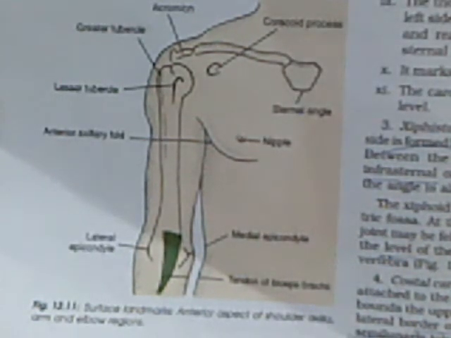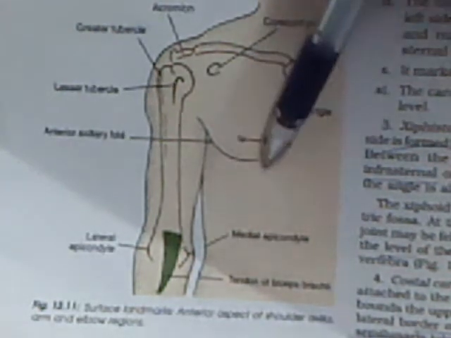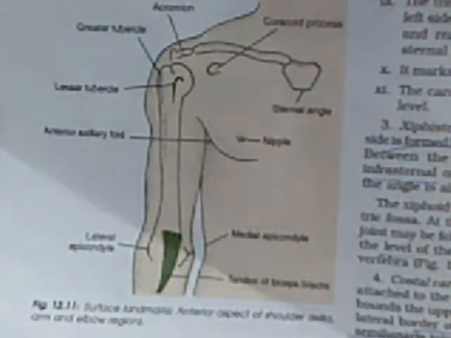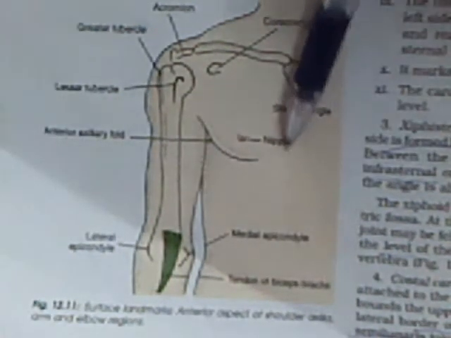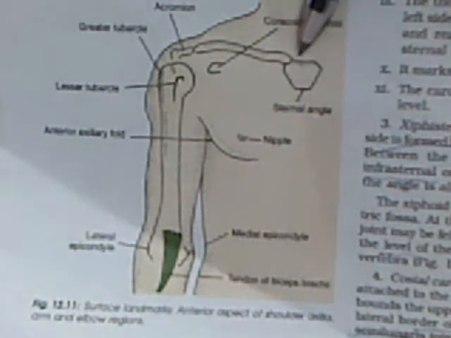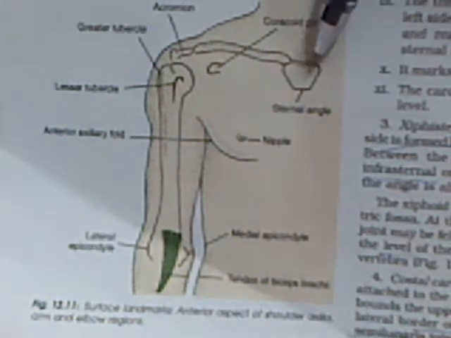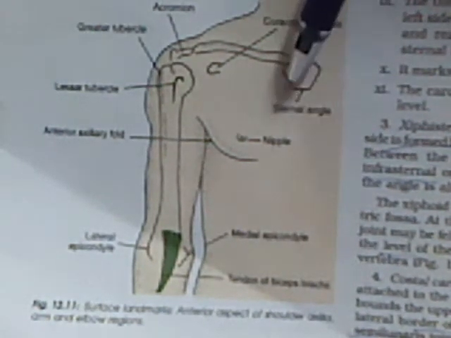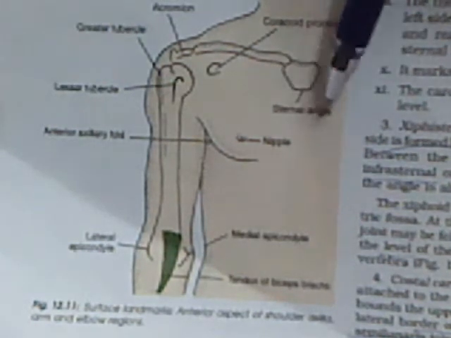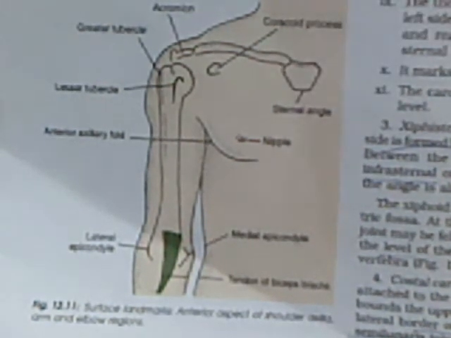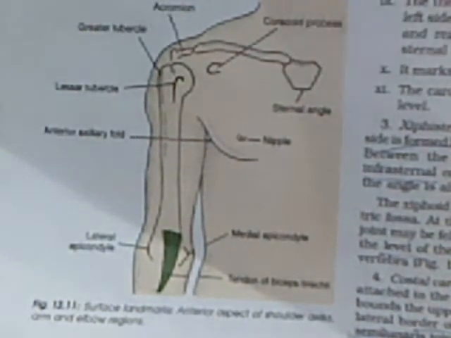Also, the ascending aorta ends at this level, and the arch of the aorta begins and also ends at this level. So at this level the ascending aorta is going to end, and the arch of the aorta is going to begin and end also at this level. The descending aorta begins at this level. The trachea divides into two primary bronchi.